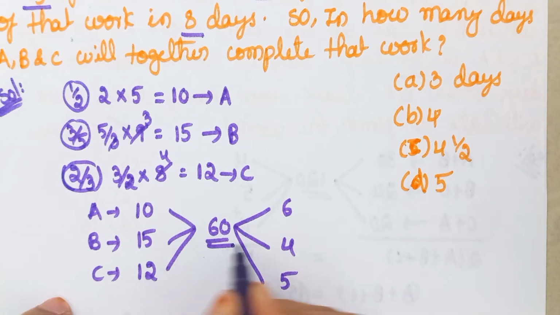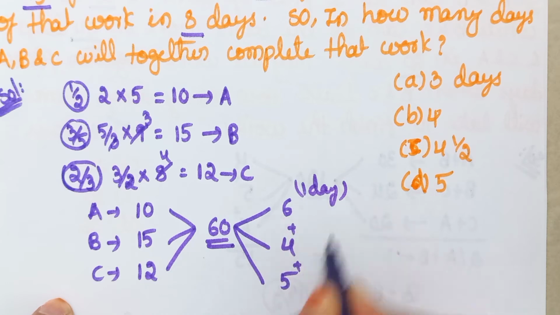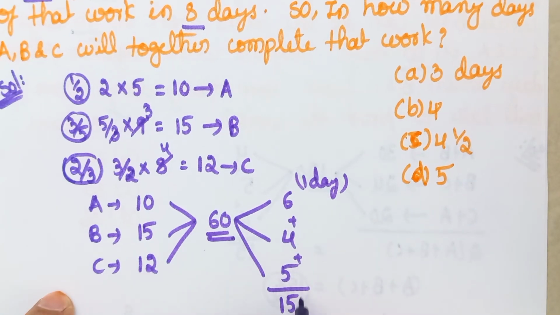So, this is the total work. We have to add these things for 1 day's work. This is a 1 day's work, no? So, we have to add these things. Then we will get 6 plus 4 is 10, 10 plus 5 is 15. In 1 day they can make, suppose, 15 chairs. Total how many chairs did they make? 60 chairs.